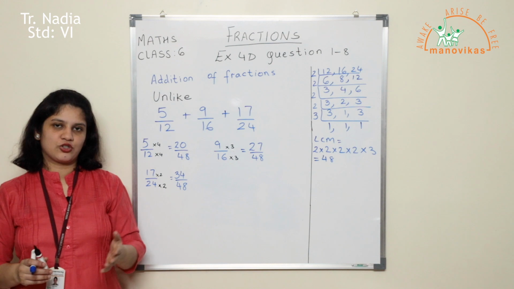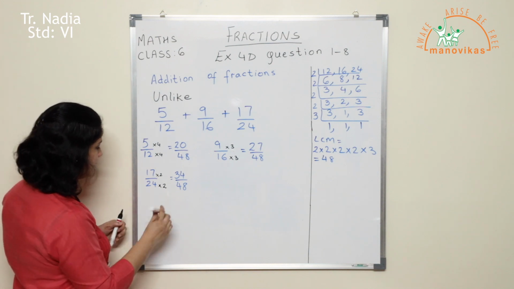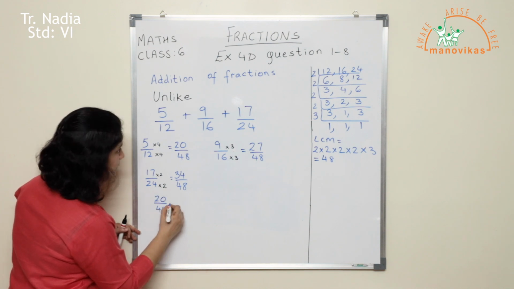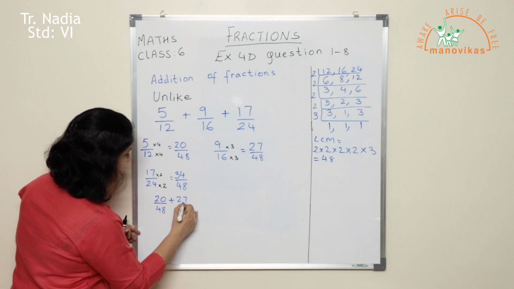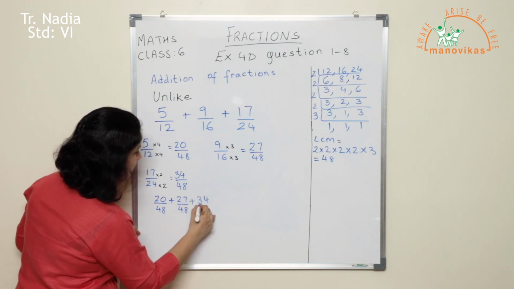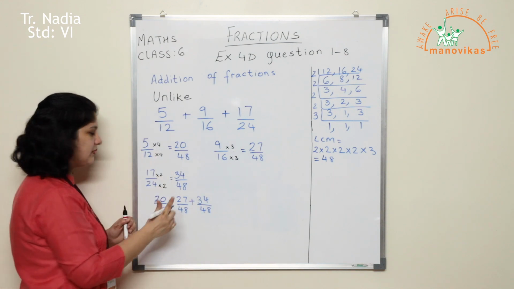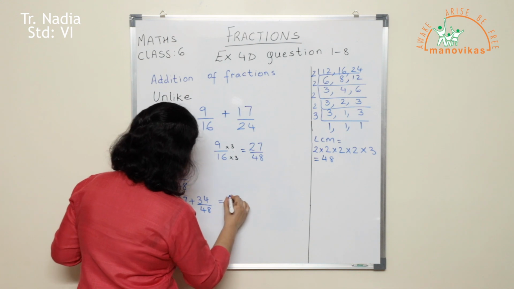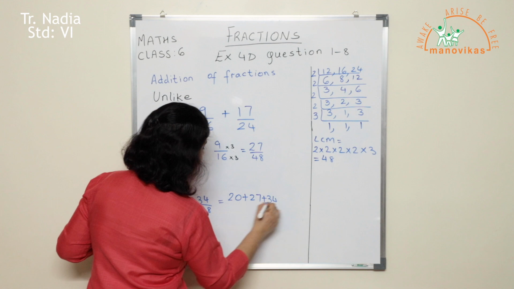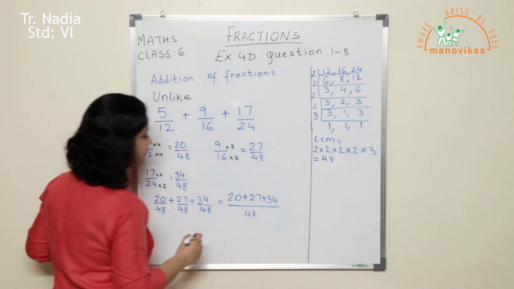Now once my fraction becomes like, I can add it up. So I have to add up 20 upon 48 plus 27 upon 48 plus 34 upon 48. Okay, so these unlike are now become like. So now what I have to do is add all their numerators. Denominator remains as it is, that is 48.